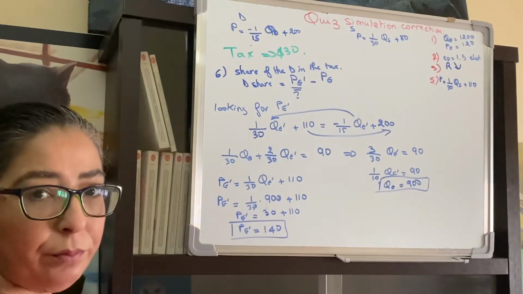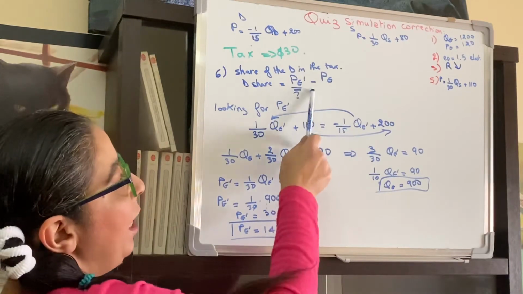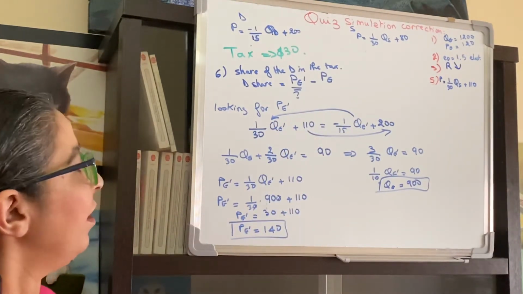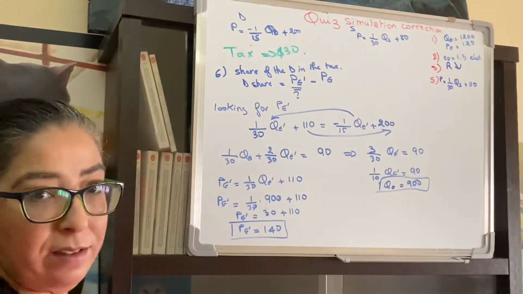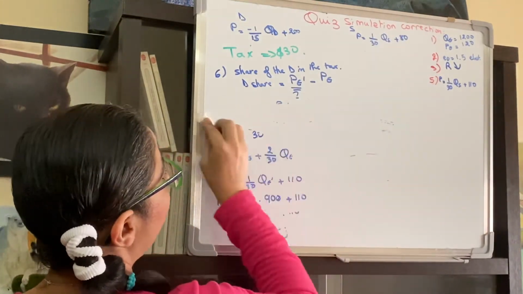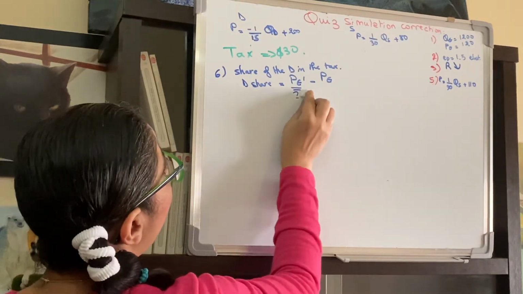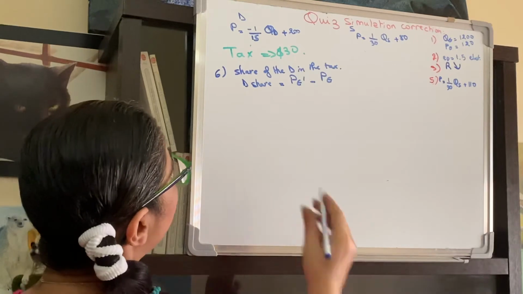Okay? So now that you have PE prime, I'm going to do it over here. Okay? Take a screenshot for this and I'm going to delete. Okay? So I looked for PE prime, I found it, which makes the demand share.